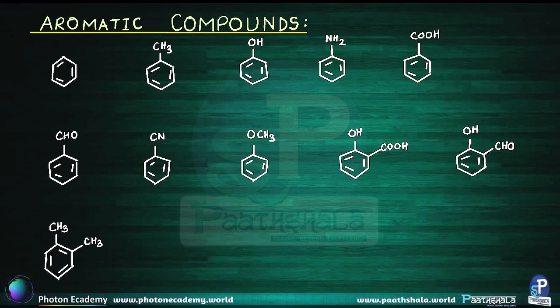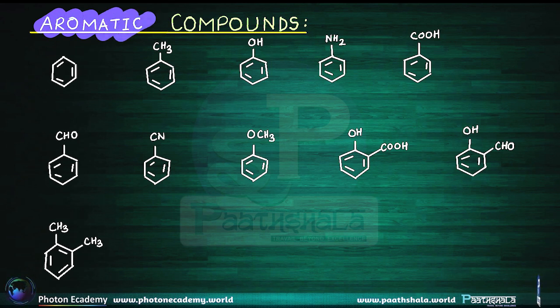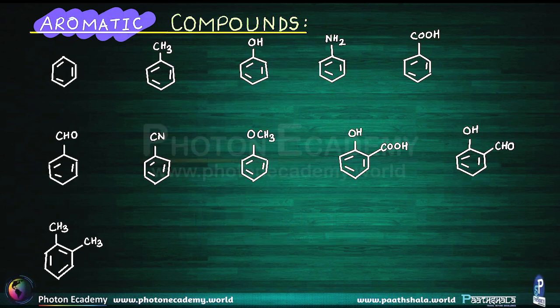So now we'll be discussing the IUPAC naming of aromatic compounds. Now let us see some common aromatic compounds and their names that have been assigned to them. Starting on the left hand side, we have benzene that we all are aware of. Then if we add one CH3 group to this benzene, the name of this compound becomes toluene.